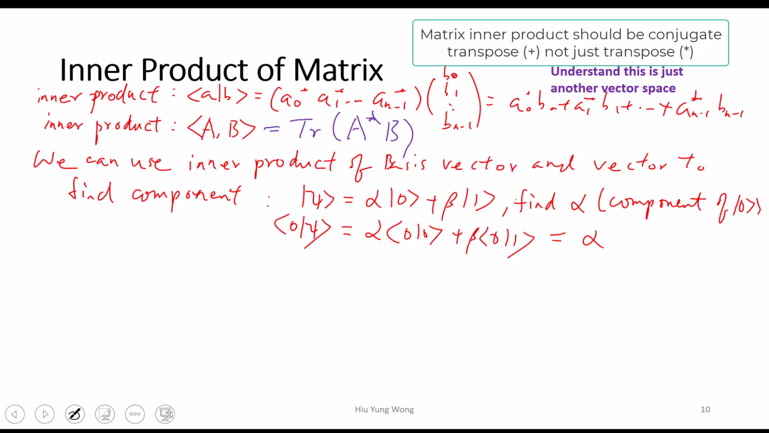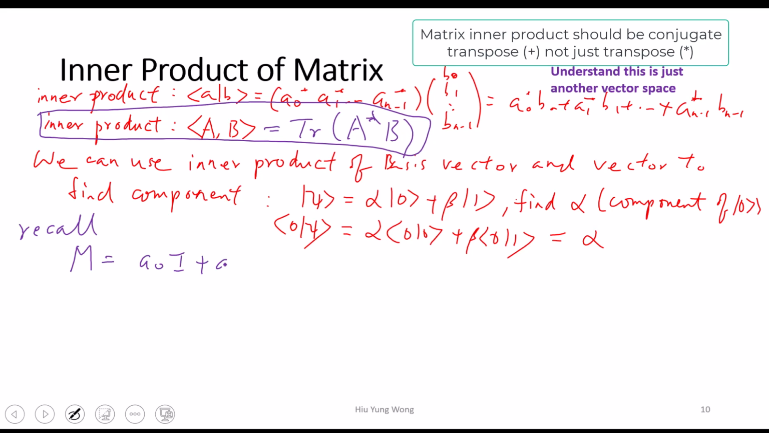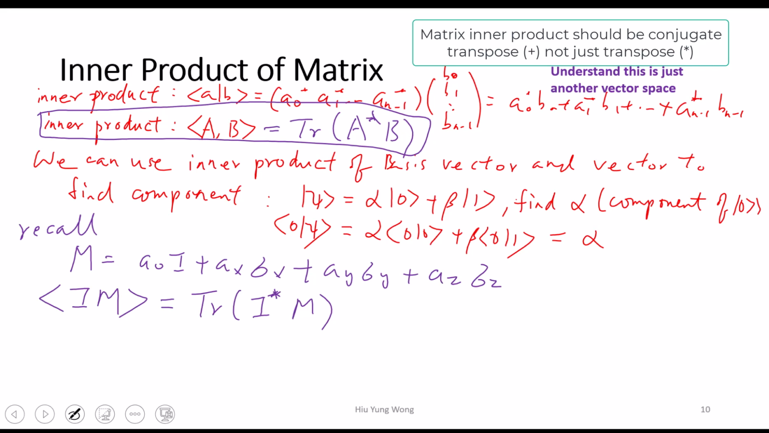Now, for what we did earlier, we have M, recall? This one we are not going to prove, just take it for granted. M equals A0 I plus AX sigma X plus AY sigma Y plus AZ sigma Z. Just like psi equals alpha 0 plus beta 1, how do I get the coefficient? I do an inner product with the basis. So what is the inner product of I and M in this case? It's just equal to the trace of I star times M, correct? By definition, the inner product of A and B is just the trace of A star B. I times M.